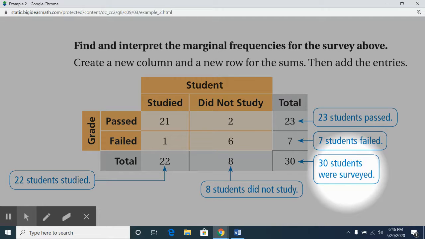Okay, so again, it's pretty simple. We're just adding the columns, we're adding the rows, and we're finding the total amount of students, or whatever it is, that were surveyed in the first place.